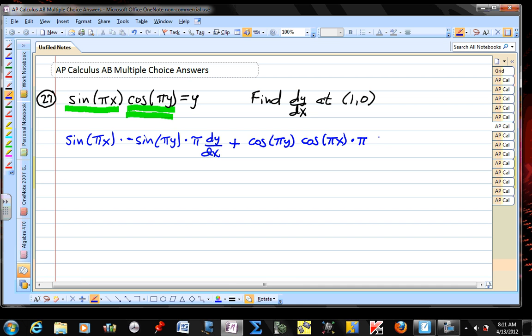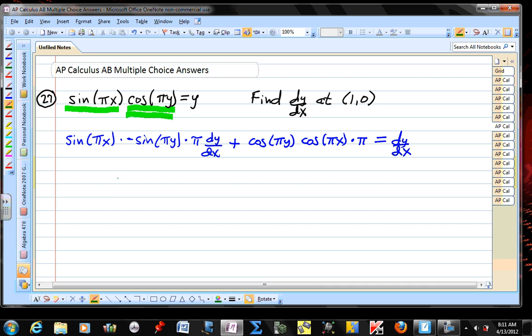And that's going to equal, on the right side, the derivative of y, which is dy/dx. So that's it for differentiating. Now, what we want to do is get dy/dx by itself. So let's see here. First, let's clean this up a little bit. There's not much we can do to clean this up.